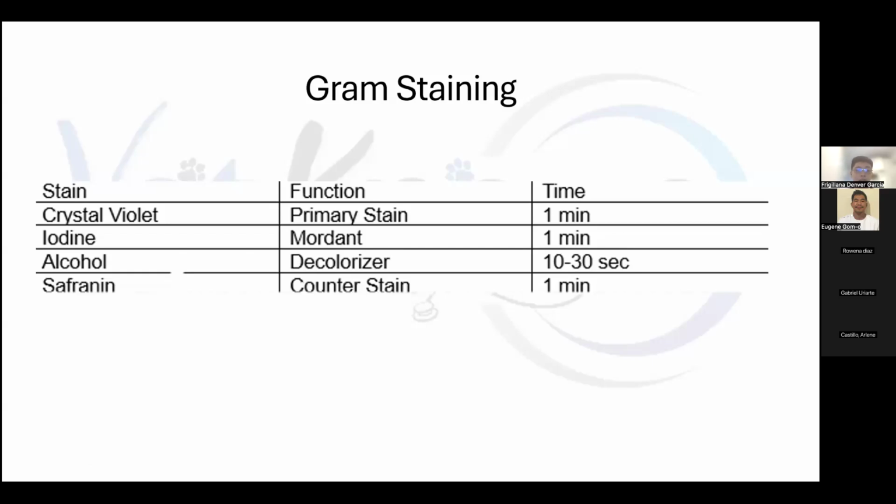So repeat lang natin. For gram-positive bacteria, the crystal violet and iodine complex, these are trapped sa loob ng gram-positive cell wall due to the presence of high peptidoglycan content. So after washing with alcohol, maalis lang yung konting peptidoglycan sa cell wall. However, the primary stain and the mordant would remain inside the bacterial cell wall.